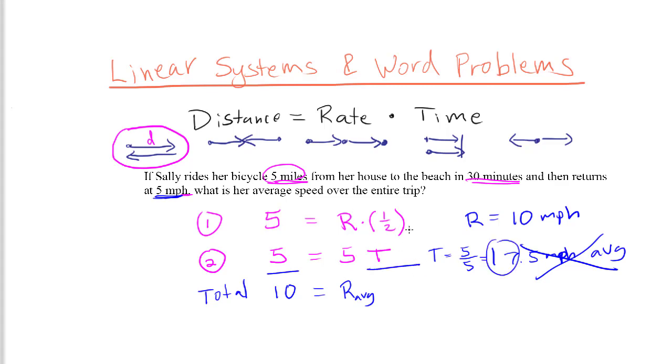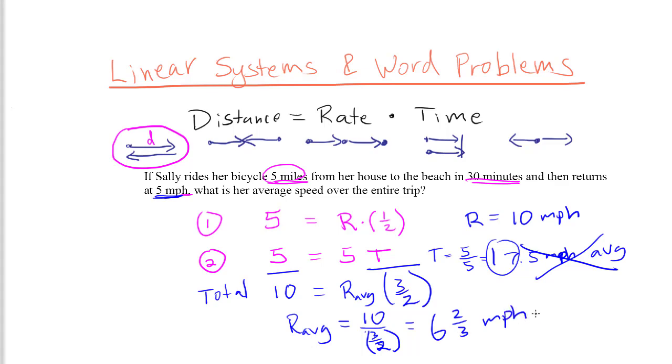We can add our times. We could not add our rates, but we can add our times. That's 1/2 plus the 1 equals 3/2 or 1.5 hours. Now I can solve for r average in my total equation. The total rate or average over the entire trip is 10 divided by 3/2, or 6 2/3 miles per hour. It was, in fact, a bit less than the 7.5 miles per hour. So that makes common sense. We're weighted toward the slower speed, where Sally spent more time on that leg of the journey.